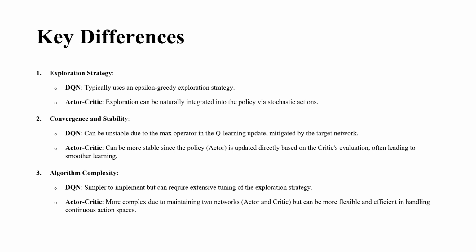learning. About the complexity of the algorithm, DQN is simpler to implement but requires extensive tuning of exploration strategies. An Actor-critic is more complex due to maintaining two networks, but can be more flexible and efficient in handling continuous action space. So this is important. Remember this continuous action space.